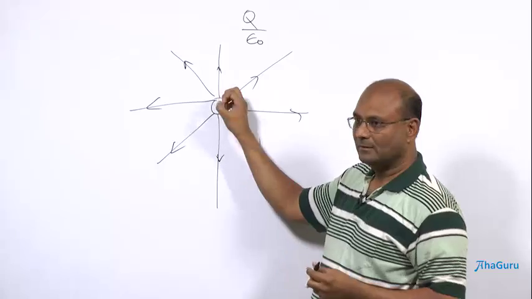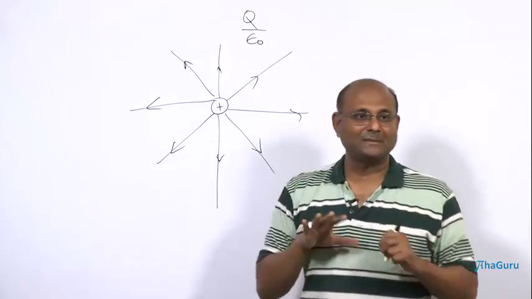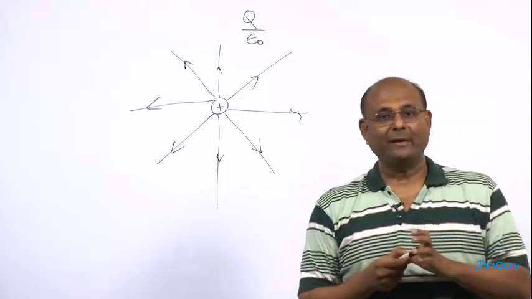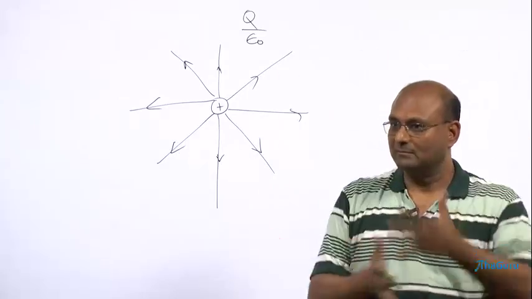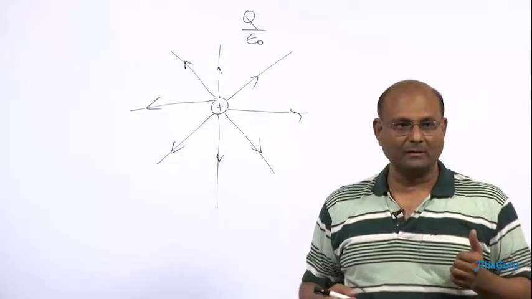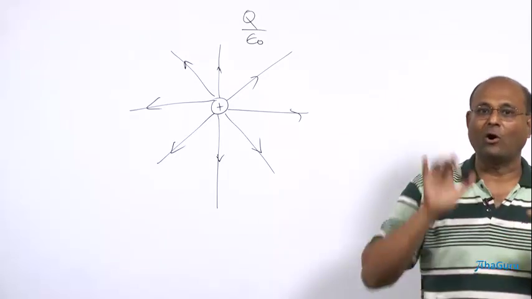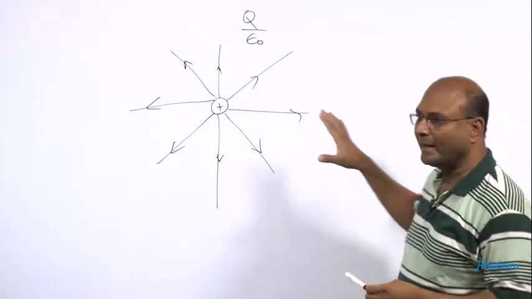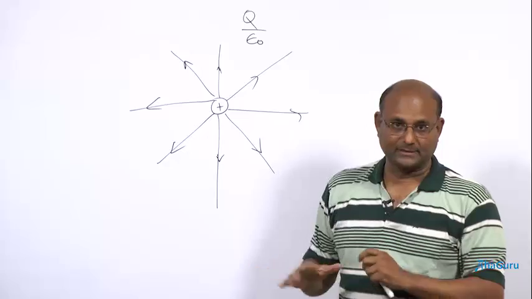So what I have drawn here should not be seen as on a plane. Think of it as three-dimensional space. So it's going out in all directions equally. Okay, so it's coming out in all directions, right?